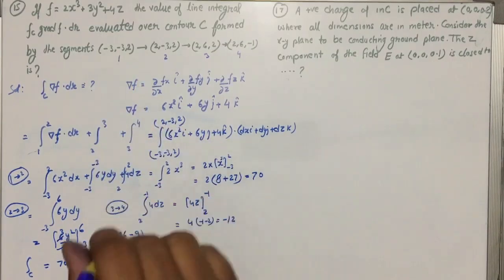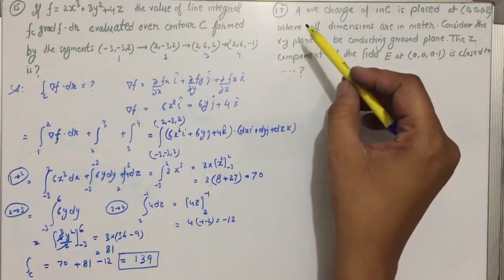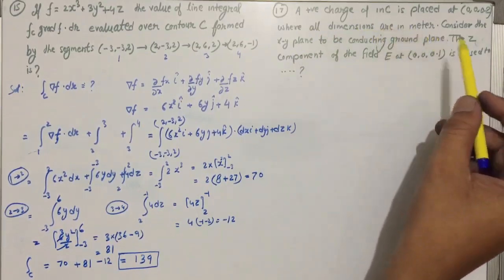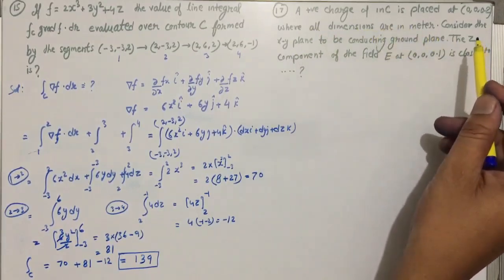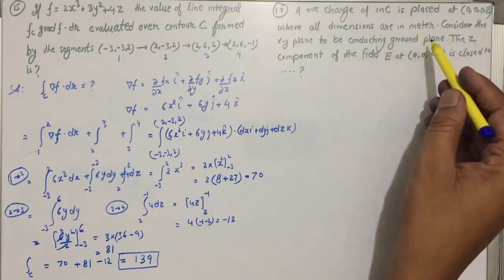When we put in the integration limit, it will give us 0. Now the next problem is the 17th problem. A positive charge of 1 nanocoulomb is placed at 0, 0, 0.2 coordinate where all dimensions are in meters.